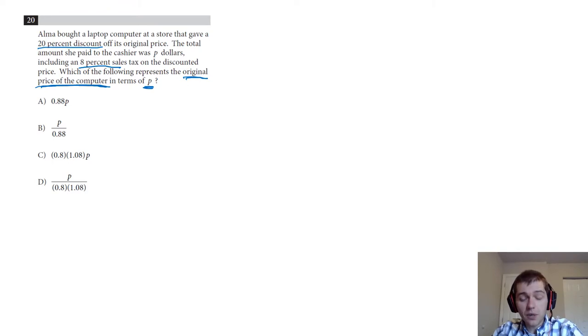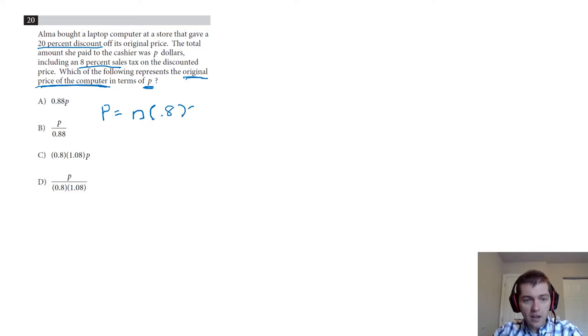So I think the easiest way to go about this problem is write your equation out this way. We're normally used to thinking in terms of, okay, at the end I paid P. So we'll go ahead and put P on its own on the left side of the equation. So P is equal to, we'll call the original price N. And what did we do to N? We applied a 20% discount. So we only paid 80% of N. So we had 0.8.